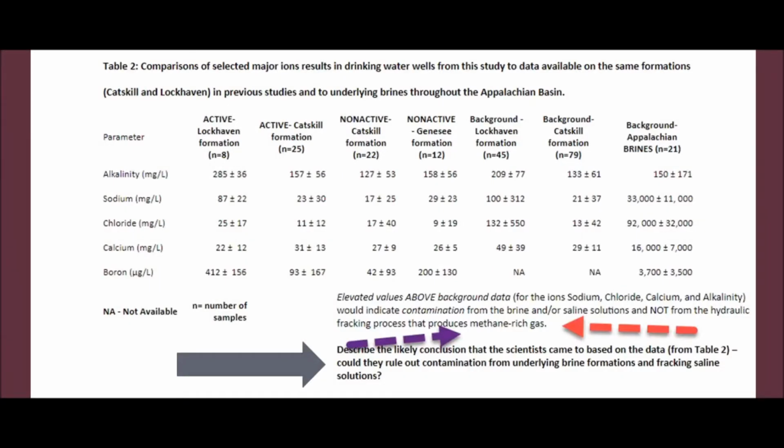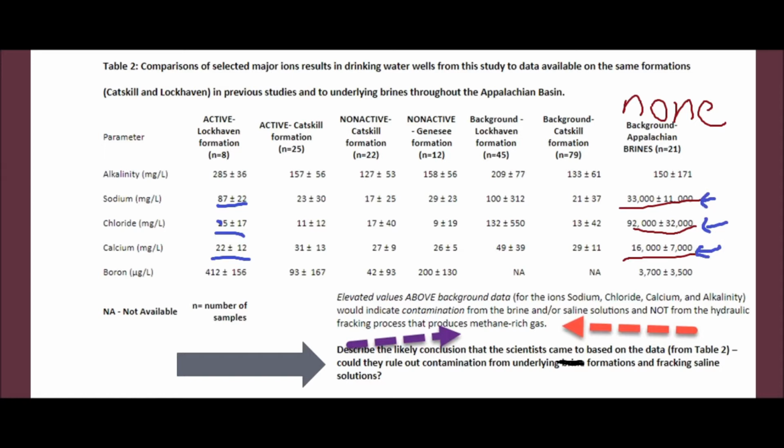Yes, it is true that the scientists can rule out water contamination from brine sources in the Appalachian Basin. For one, there is no large amount of brine that naturally occurs in the Appalachian Basin, and the values specified on the chart are too large to match any of the data from the collected water samples. I mean, come on, are 87, 25, and 22, even when added to the standard deviation, remotely close in value to 33,000 plus or minus 11,000?